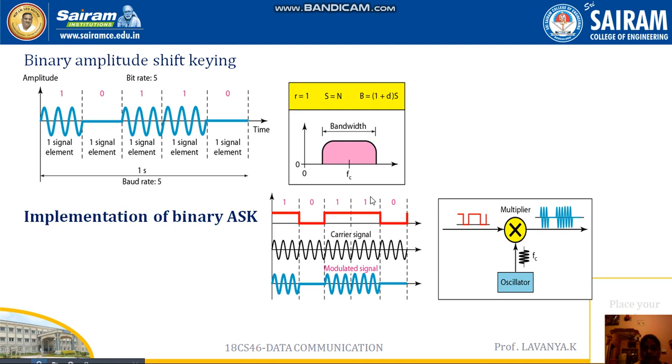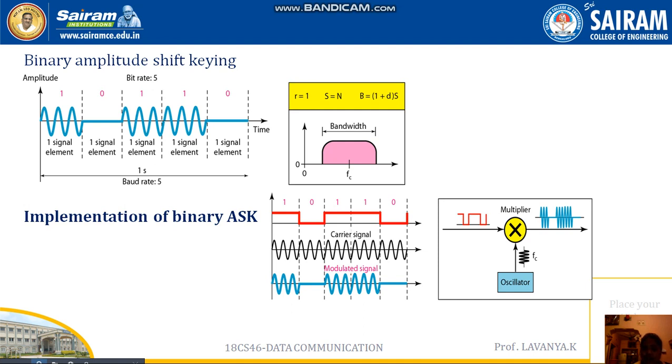Okay, then how are we going to implement it? Before we implement, we have to talk about our bandwidth. See, this is the bandwidth here. Look at this diagram, this is the bandwidth of our binary amplitude shift key. Here we have taken the bandwidth as equal to 1 plus d into s.